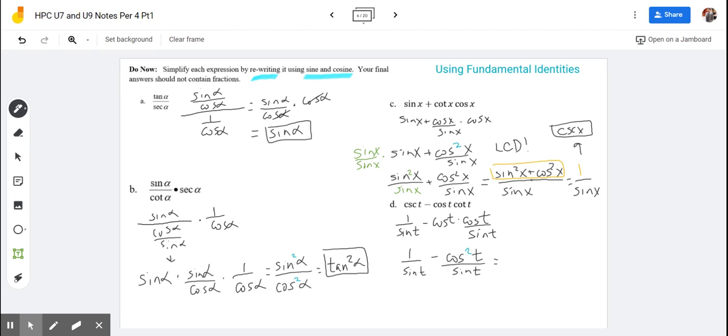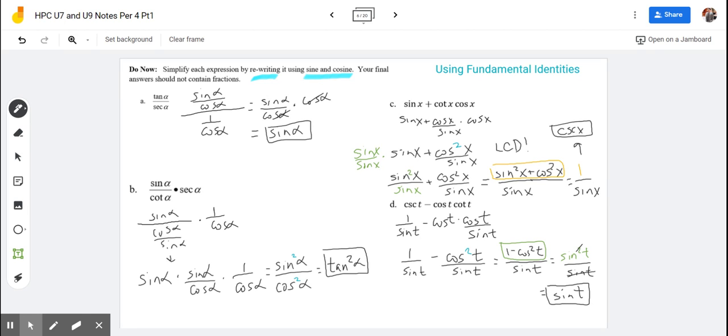We already have a common denominator, so we can actually bring these values together. And then it's 1 minus cos squared t. And again, this is a Pythagorean identity. 1 minus cos squared, that's the same as sine squared. So it's going to be sine squared t over sine of t. So this means sine squared is technically sine times sine. So one of those terms can cancel out. So your final answer for part D should just be sine of t.